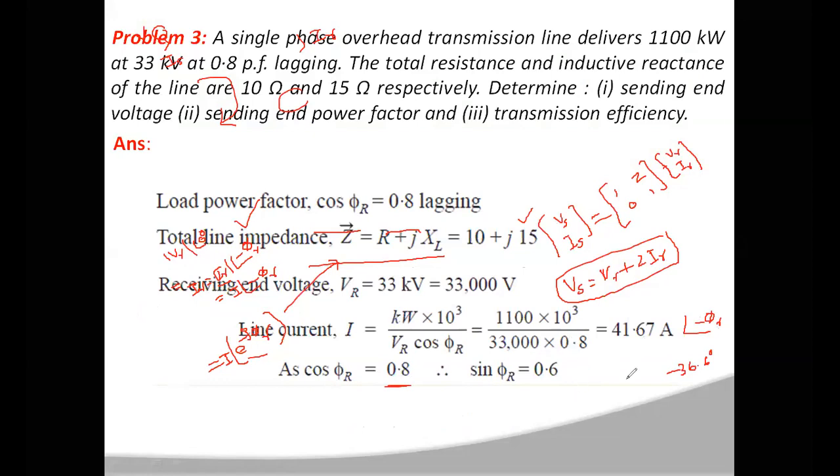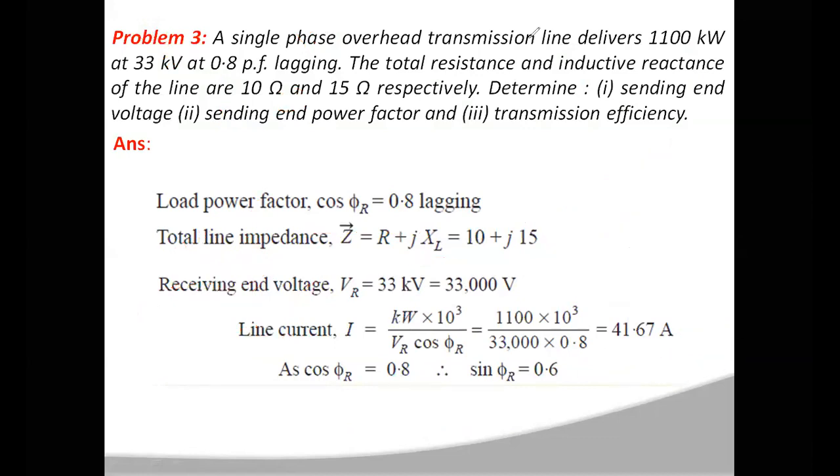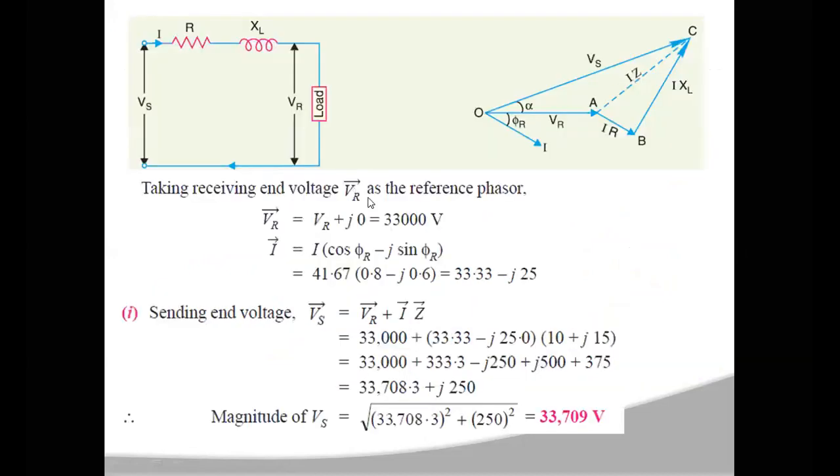Right, so that means 41.67 at an angle of this. Or in rectangular form you can also write it like this: vector I is equal to magnitude of I cos phi r minus j sin phi r. The value you are getting here is 33.33 minus j25, which is in amperes. If you convert this into polar form, you will get 41.67 at an angle of minus 36.6.